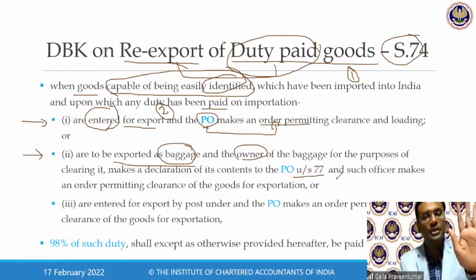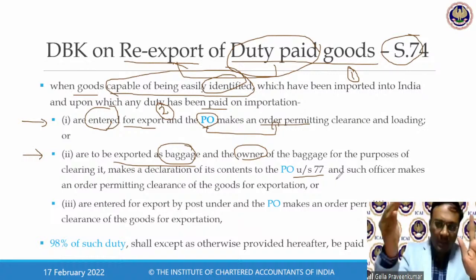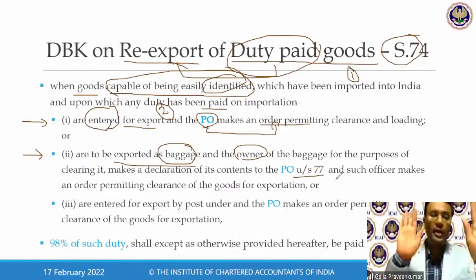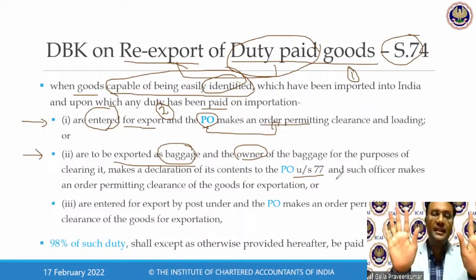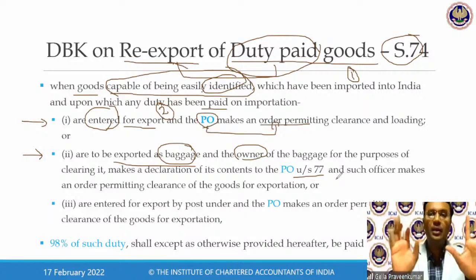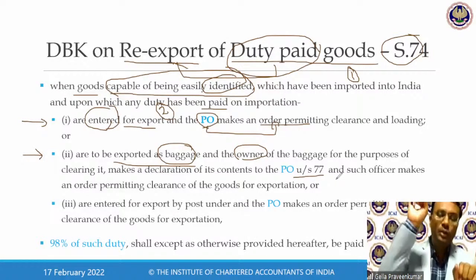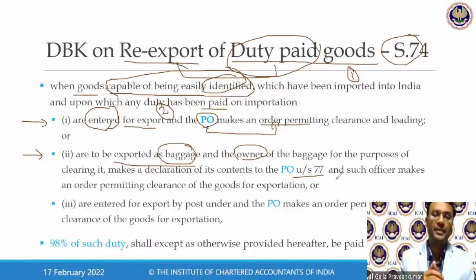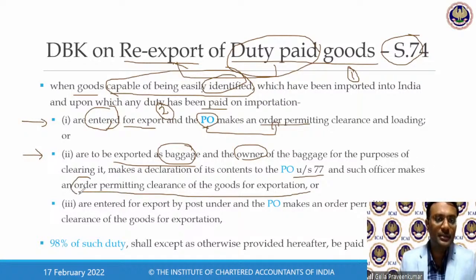So when I make a disclosure under Section 77, when I come back into India, my point of exit and my point of entry, both Section 77 disclosures will be compared to see what additional items I have brought. Those additional items I'll compare. Is there a duty-free element under Rule 3, Rule 6? So this is how I examine for baggage. And such an officer makes an order permitting clearance of the goods for exportation. So here they have used a term called order.